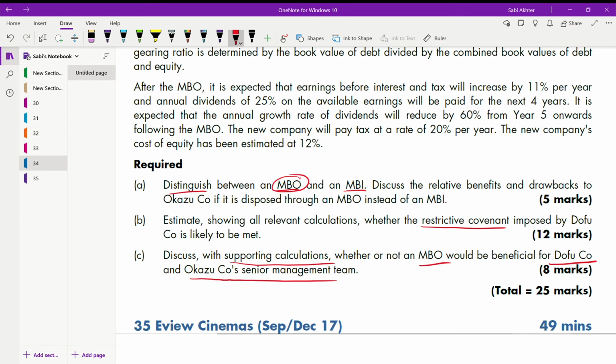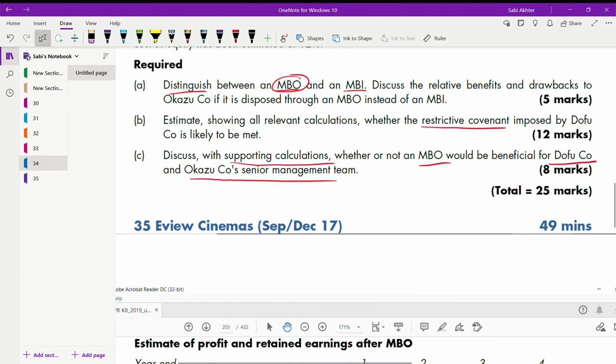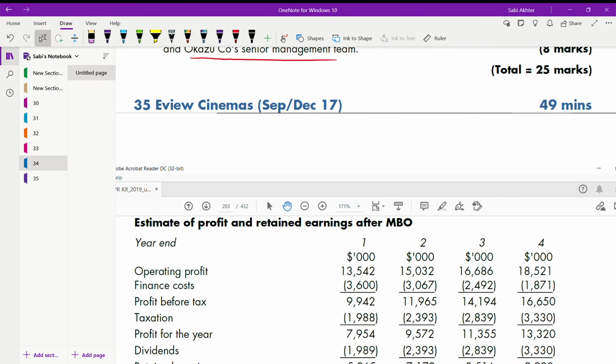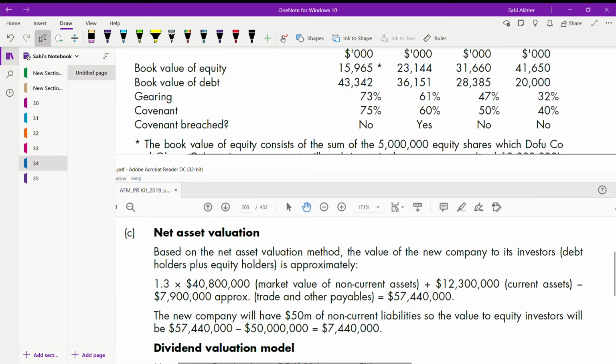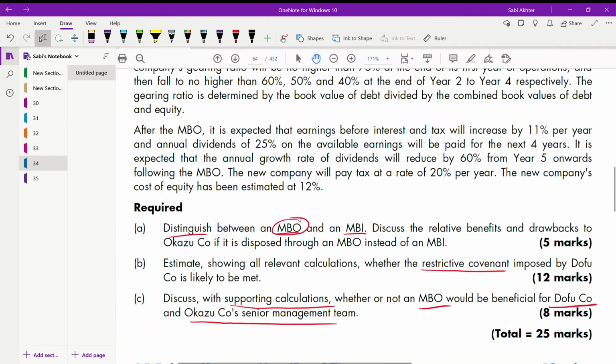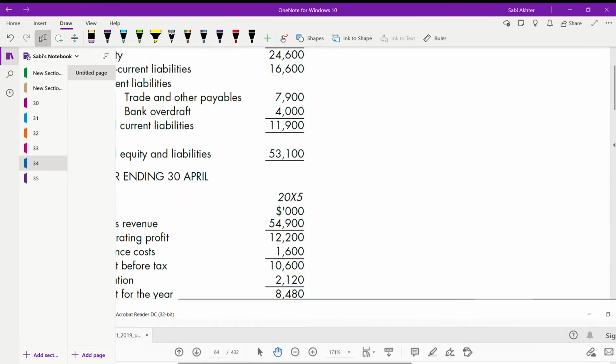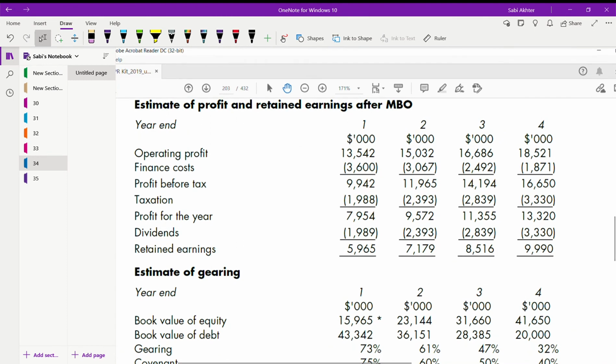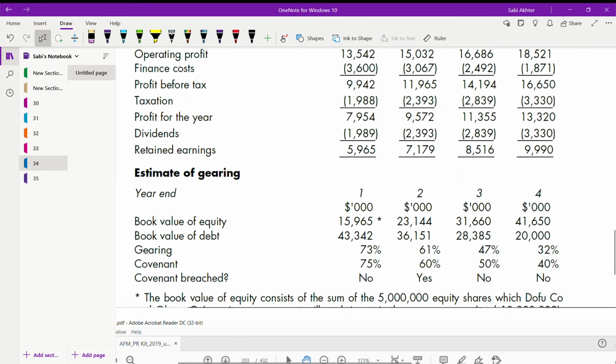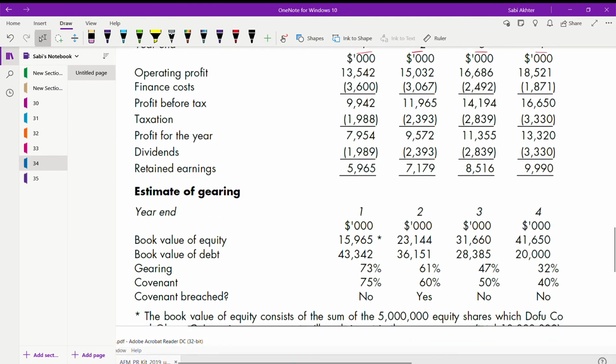Okay, now coming to 34. Right, but something I have missed out. Just wait a minute. Yes, 34. Sometimes you have to make it for different years, right? As you can see, income statement. Then you have to estimate the gearing for the 4 years after MBO.